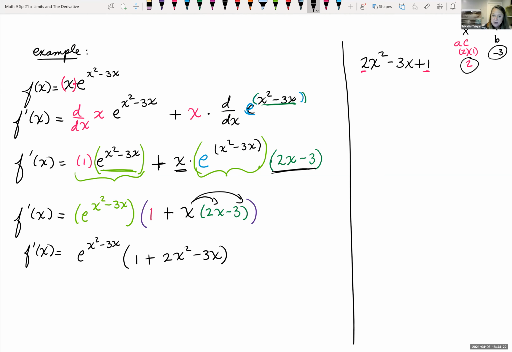Well, negative 2 times negative 1 is positive 2, and negative 2 minus 1 is negative 3. So we found those two numbers, negative 2 and negative 1. So we're going to rewrite that middle term with these two numbers. So let's do that. Doing that, we have 2x squared. Rewriting the middle term, it's going to be minus 2x minus 1x. And then a plus 1.